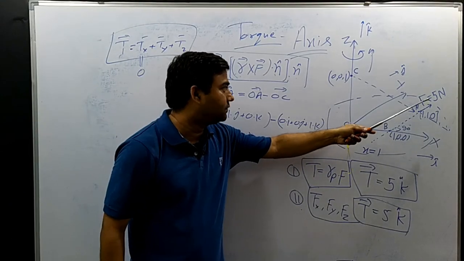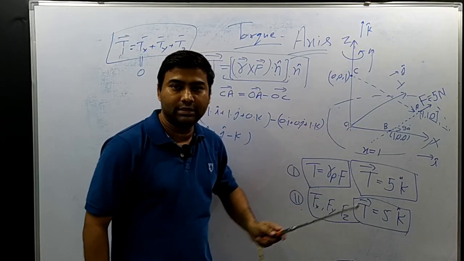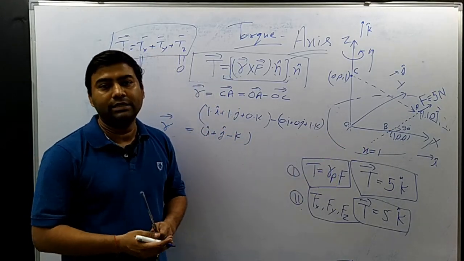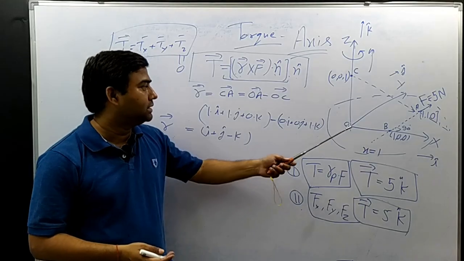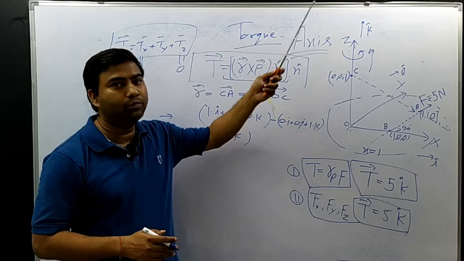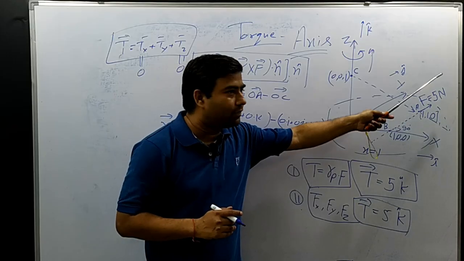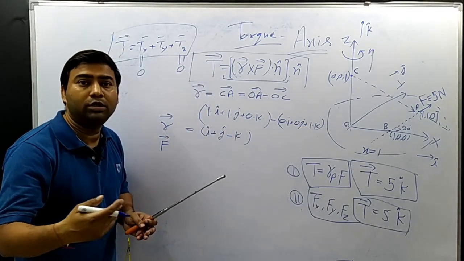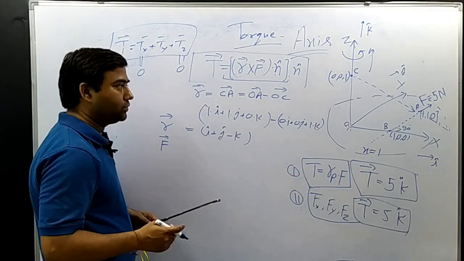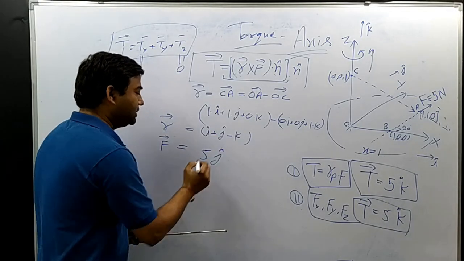Vector F is a 5 Newton force along the positive direction of the y-axis. It is in the plane of the xy axes, that is, its height along the z coordinate is 0. Hence its z component will be 0. It's along the y axis and perpendicular to the x axis, hence its x component will also be 0. So F is equal to 5 j, which you can easily find.